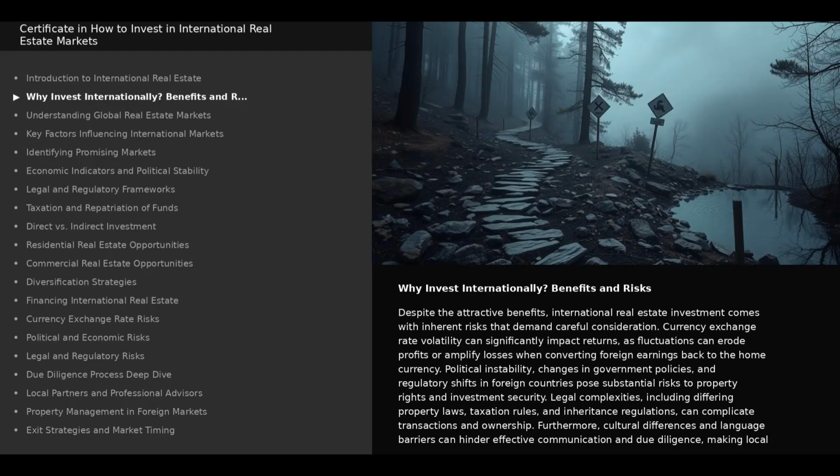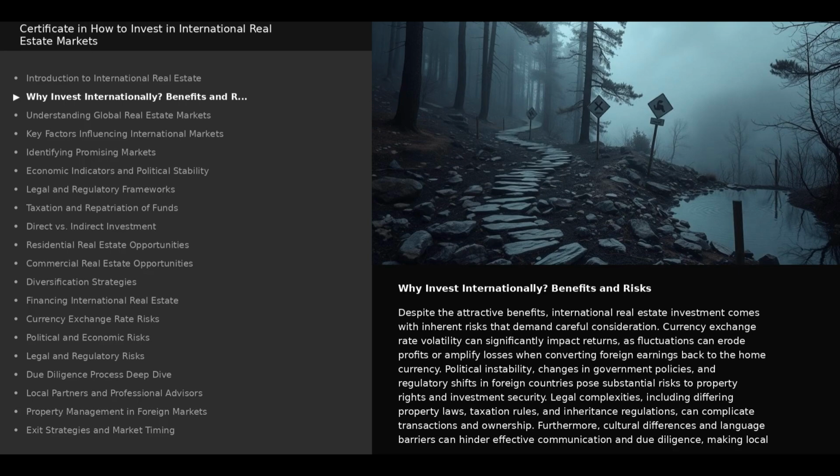Despite the attractive benefits, international real estate investment comes with inherent risks that demand careful consideration. Currency exchange rate volatility can significantly impact returns, as fluctuations can erode profits or amplify losses when converting foreign earnings back to the home currency.